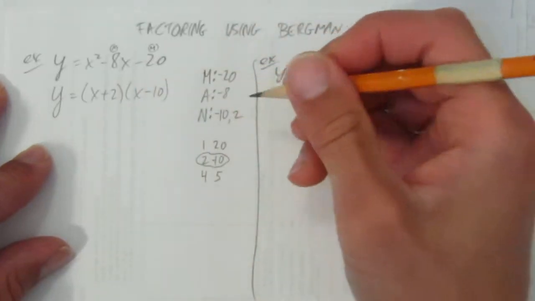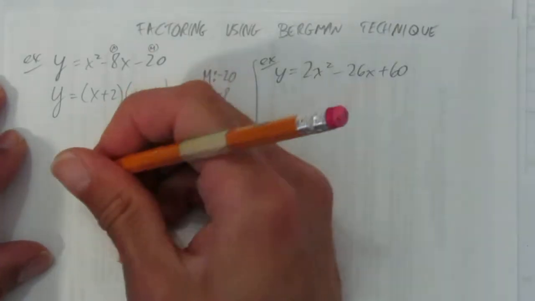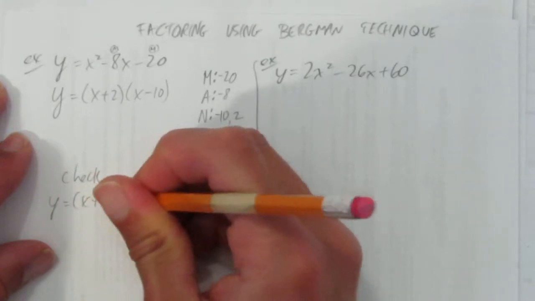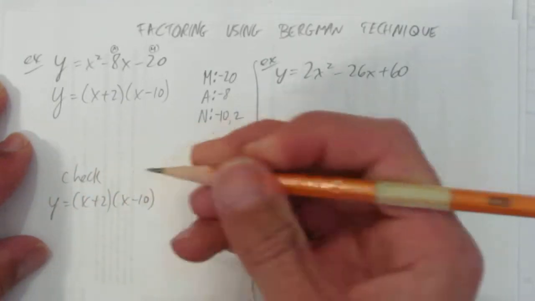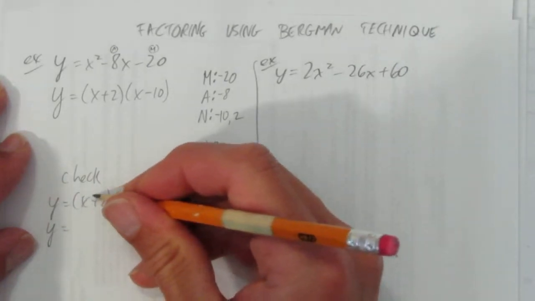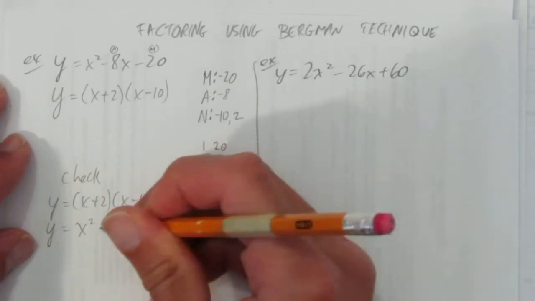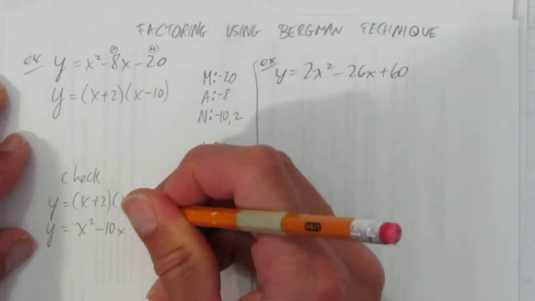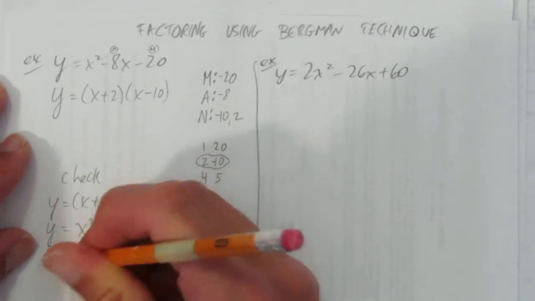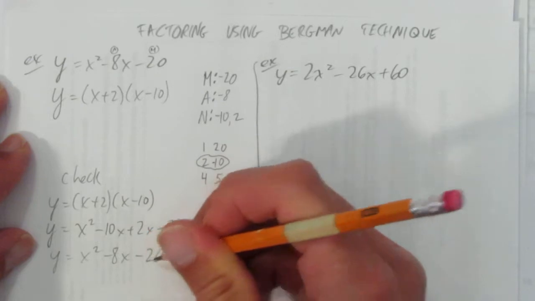It doesn't matter which order you write them in, as long as the sign is on the right thing, in this case negative 10. You can even check, look, here's why factoring works. Let's expand this. Y equals x plus 2 times x minus 10. You can watch the video on how to use FOIL. If you don't know this, I'm expanding by doing first times first, and then outside times outside, that's negative 10x, inside times inside, last times last, and then simplify, get x squared minus 8x minus 20. So we know we're right.